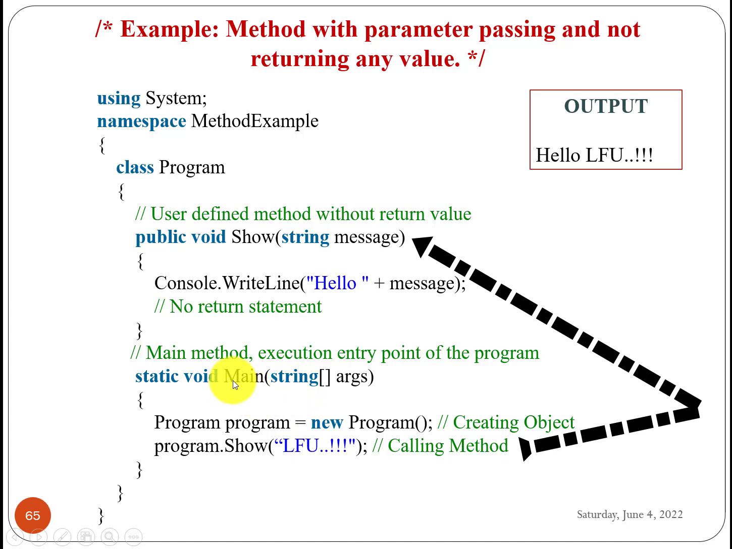Main is an execution entry point of the program. So it means main is the first method which will be called by the system. A method has three different things: number one, function declaration; function definition; function calling. So here we are defining a function, but the main function will always be called by the system. That's why we say main is an execution entry point of the program.